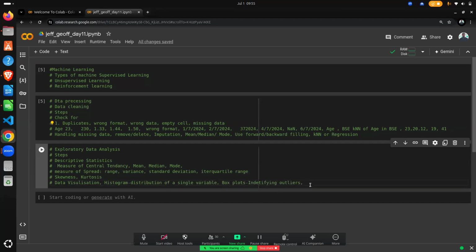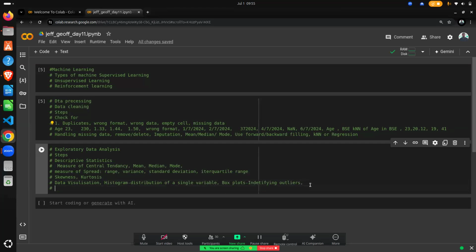Okay. Excuse me, sir. Now, yes. What does it mean when they say the data is right skewed or left skewed? No, right skewed means your data is towards the right. Left skewed, it means most of your data are towards what? The left side.